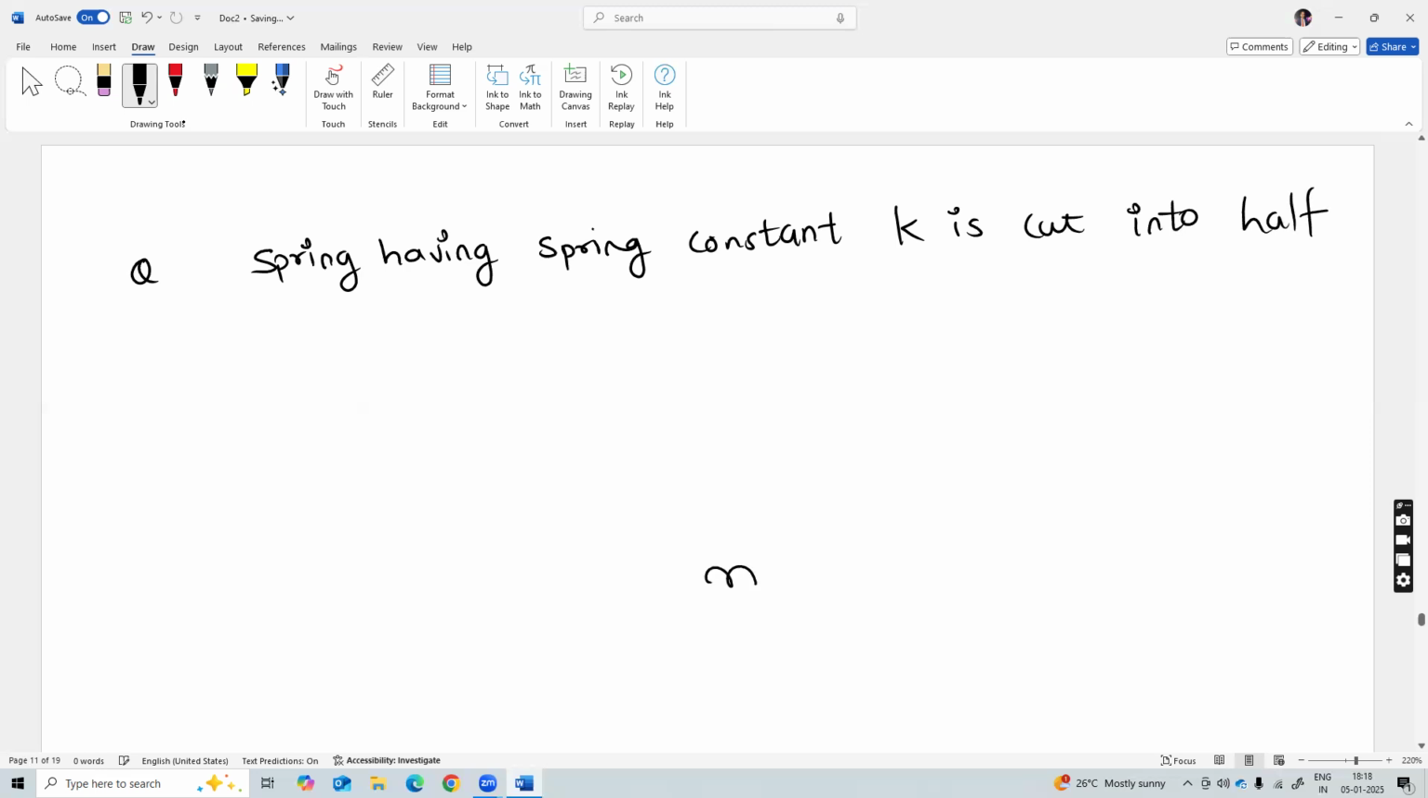Okay, so they have given a spring. Let's say it was having length L, spring constant k. Now they have cut it down into half, so the new length is L by 2. We know that its spring constant will become k into initial length upon present length, so L and L will get cancelled. It will become 2k. Similarly, since both are half, we got two springs, both with spring constant 2k.